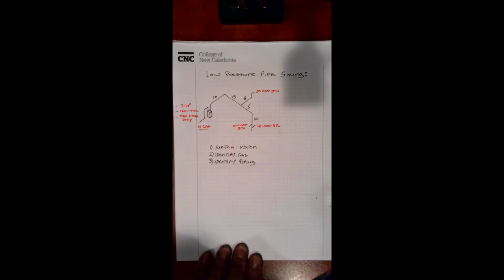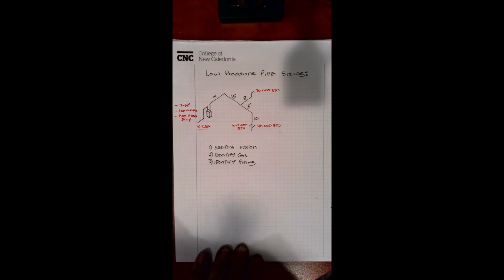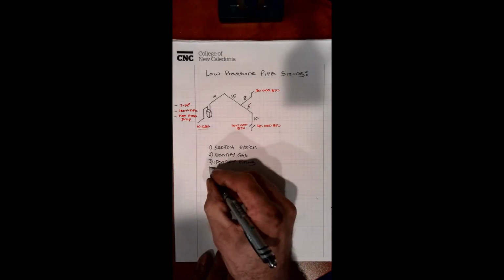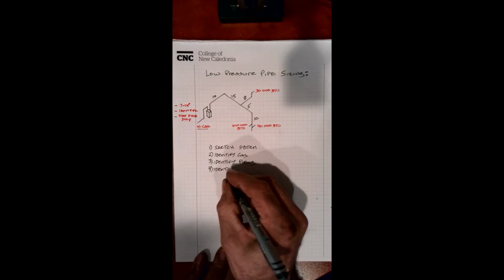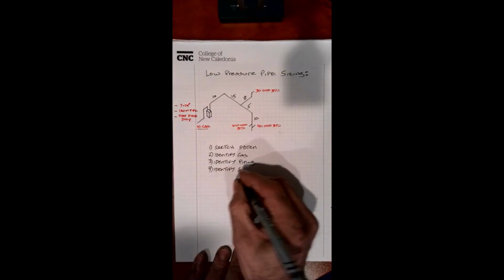Step 4 is we want to see what type of pressure we have on the system. Now anything up to and including a half psi is considered low pressure. And as we're sizing a low pressure system, we have a 7 to 14 inch water column pressure on the supply side of our meter. So step 4, identify system pressure.